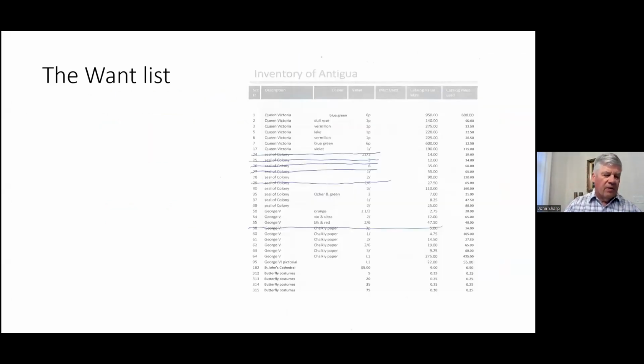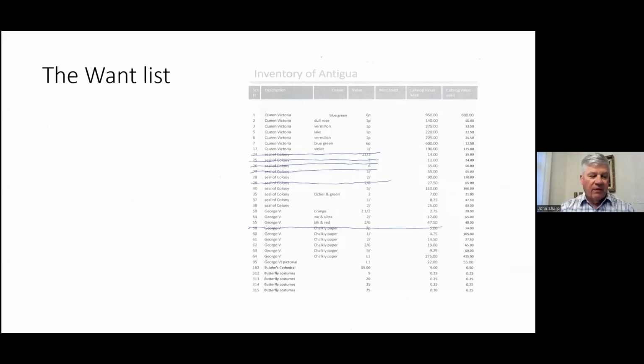So here's an example of my want list. This is what my current Antigua want list looks like. Crossed out lines are stamps I've acquired since the list was printed. For example, numbers 24 to 27.